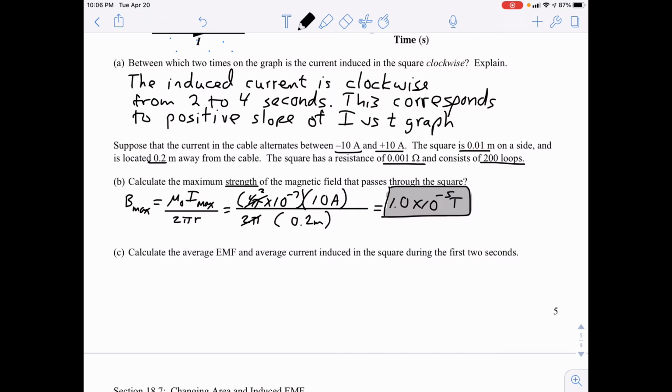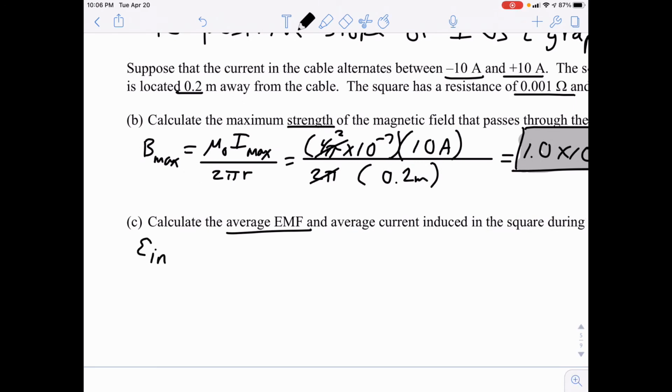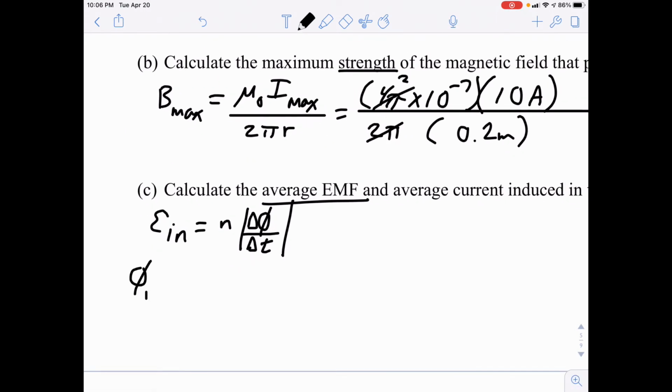Now, part C, we want to calculate the average EMF and the average current induced during the first 2 seconds. So we're using Faraday's law, EMF equals N delta flux over delta time. The first thing we want to do is figure out what each flux is. So to figure out delta flux, let's figure out flux initial and flux final first.